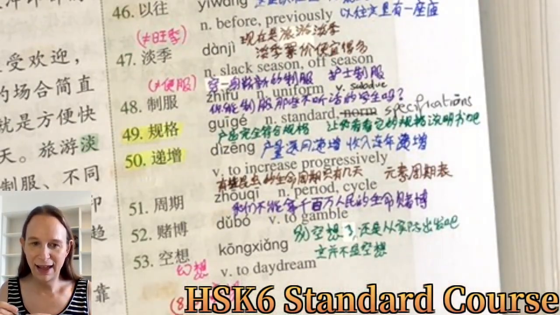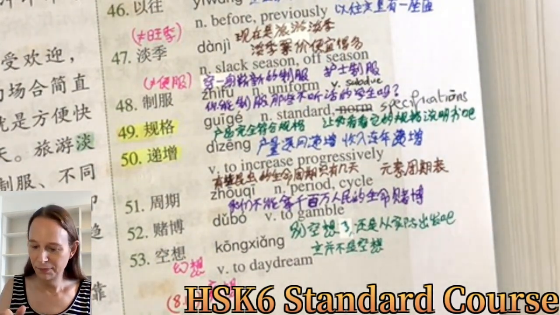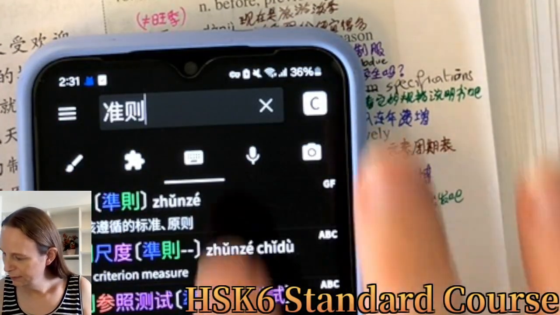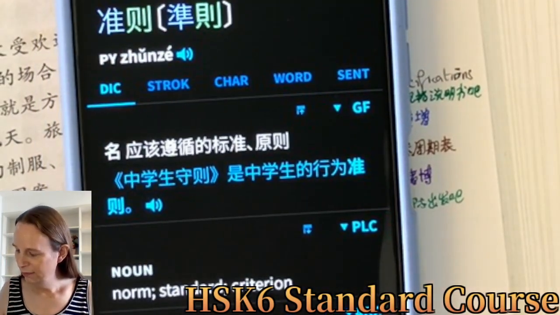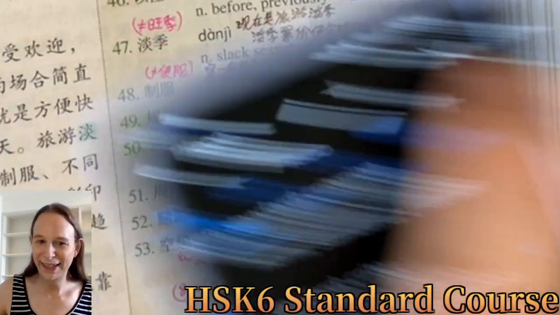Norm is like 准则. 准则 is norm. This one. Yeah. Basic norms of international relations. Yeah, that's norms for me.